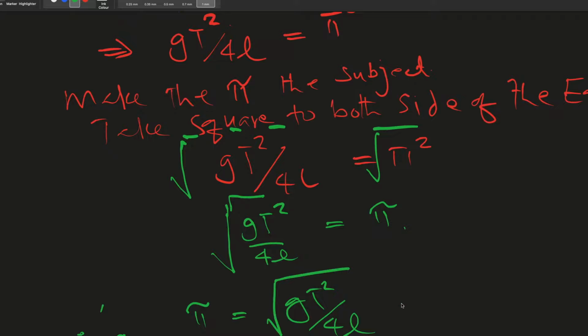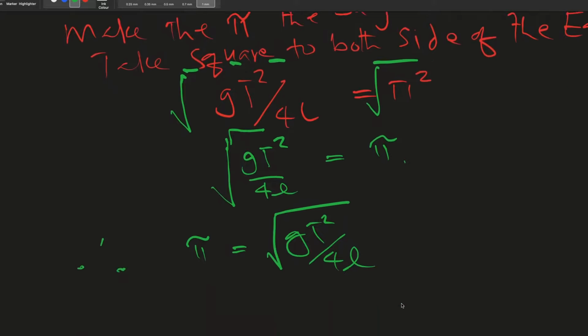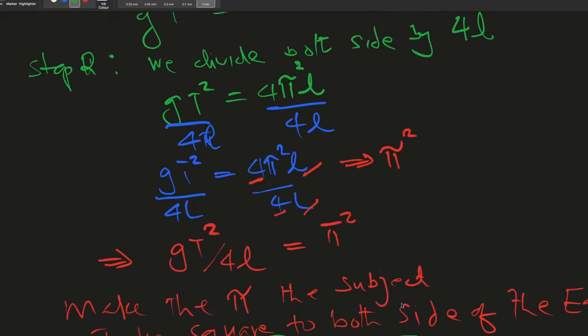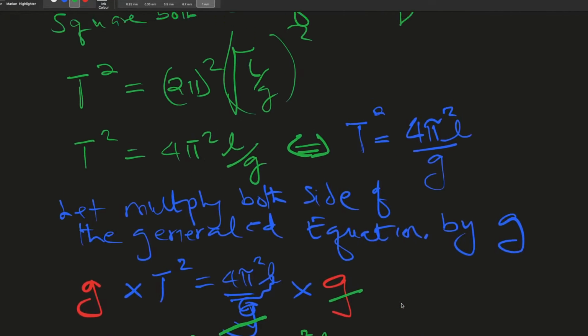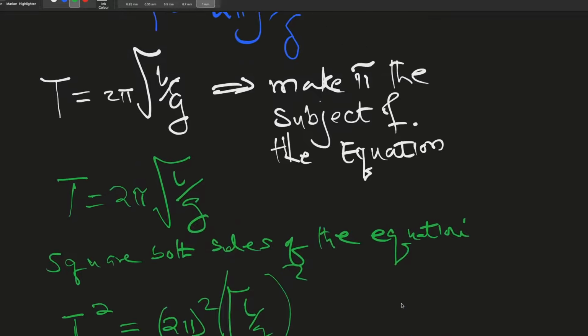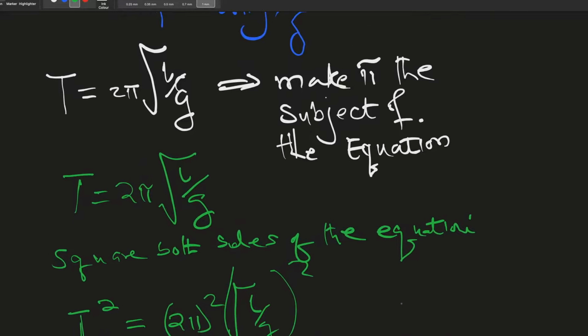Okay, that is beautiful. So let's have a look. In the first place, we're supposed to make pi the subject of the equation. So what we did, looking at this equation, we said square both sides of the equation.